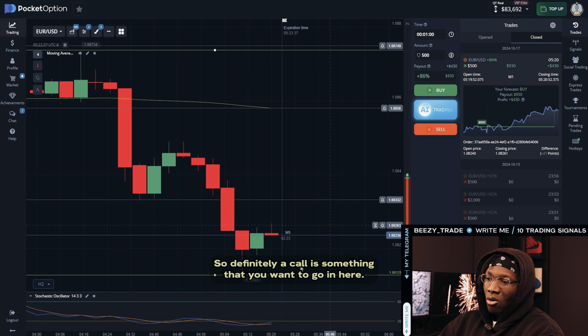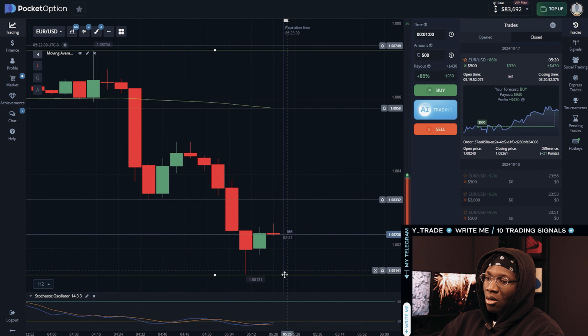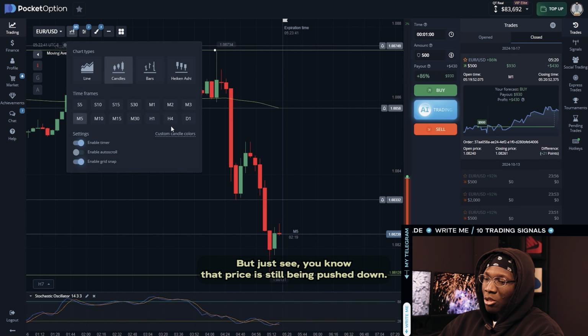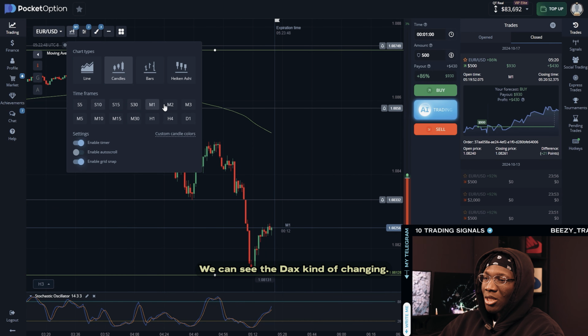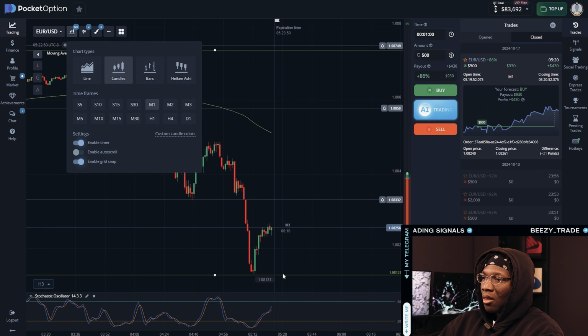So definitely a call is something you want to go in here, but just seeing how that price is still being pushed down, it's still a little sus in my opinion to enter into a trade like that. But when we go to an M1, we can see that that's kind of changing.